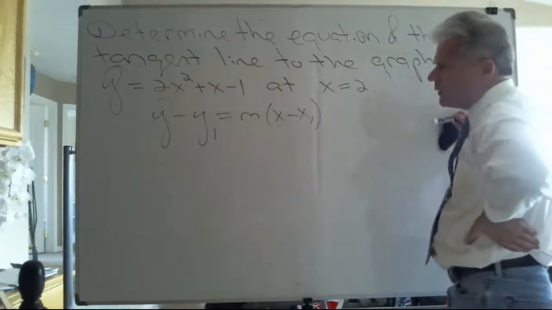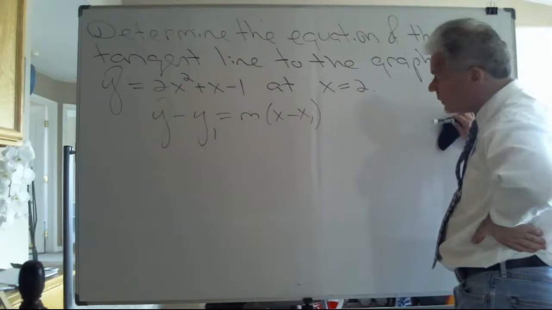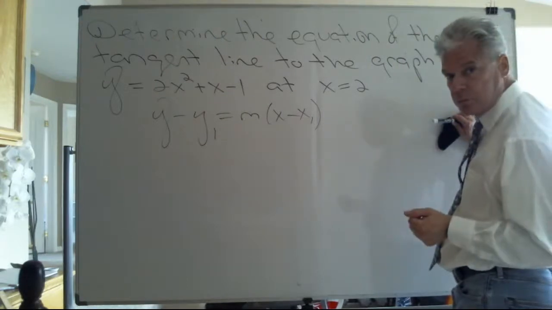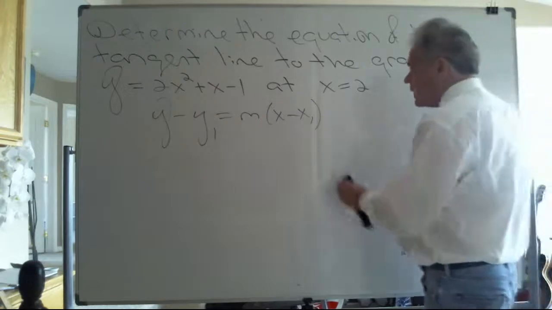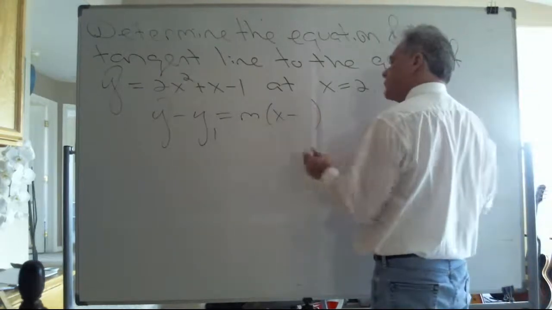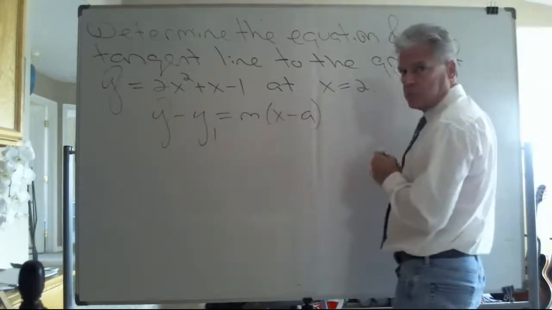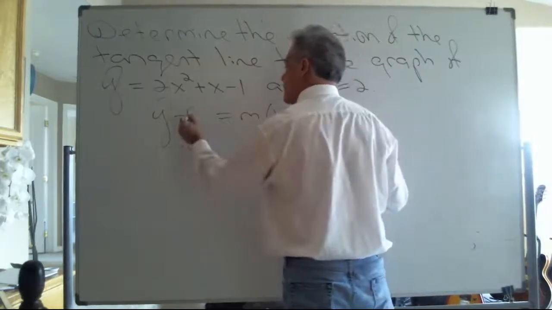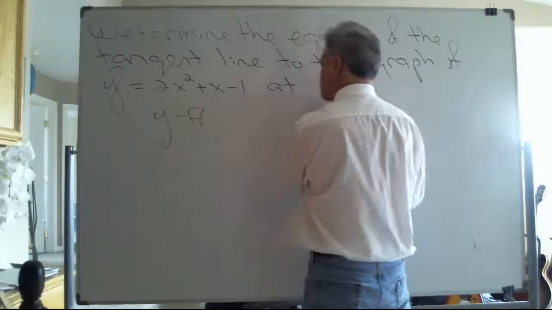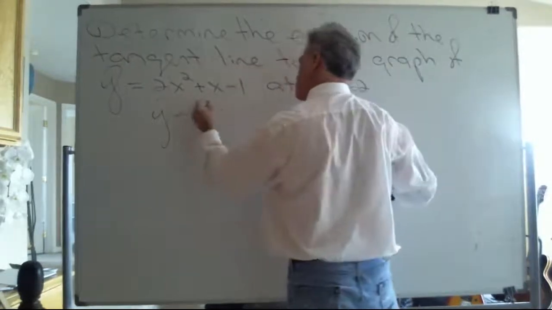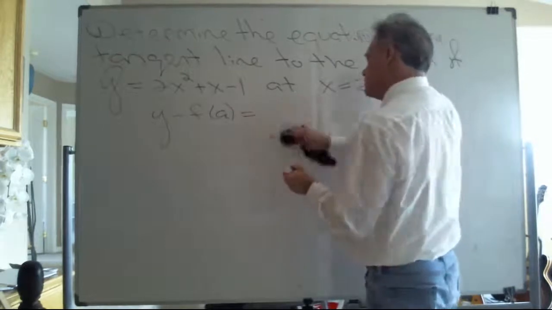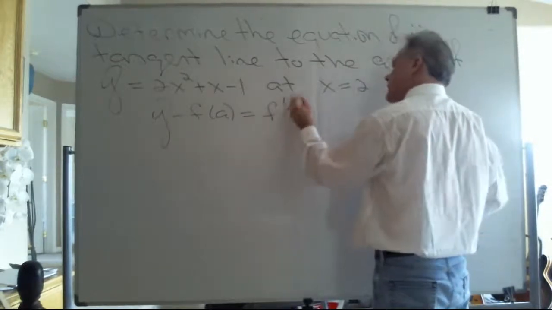However, I'm not very comfortable with that notation. Not that it's incorrect, but now that we're raising our level of sophistication, let me consider x sub 1 as a. Therefore, I can think of y sub 1 as f of a. And I can think of m as f prime of a.